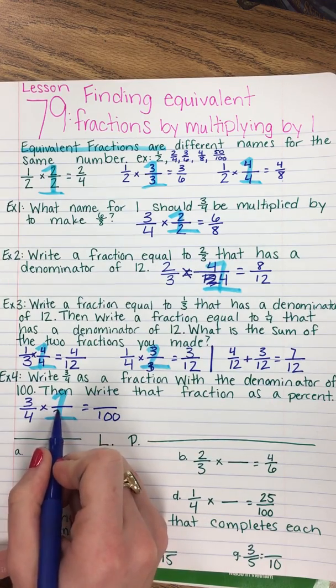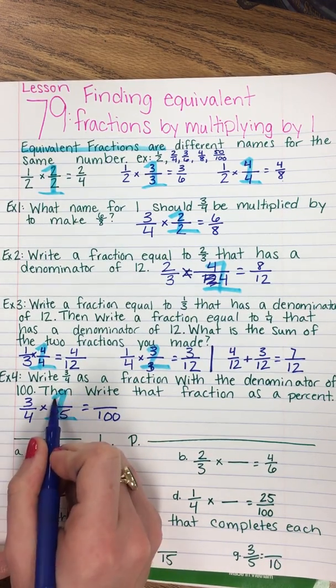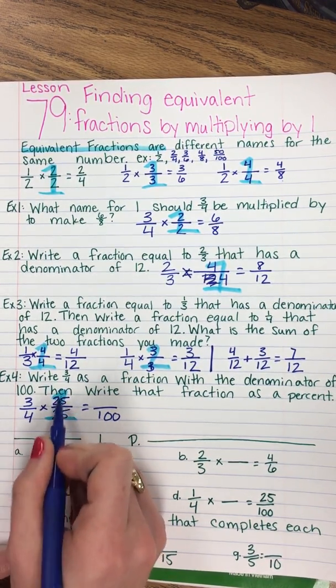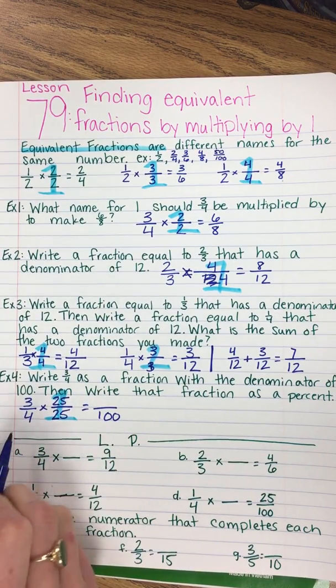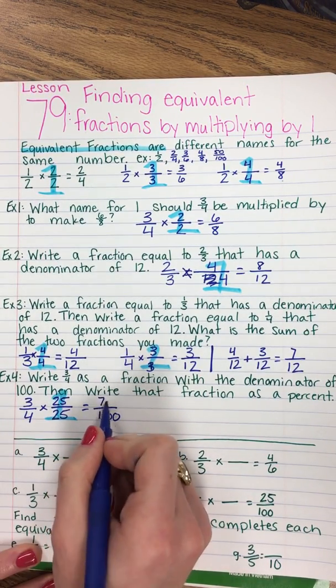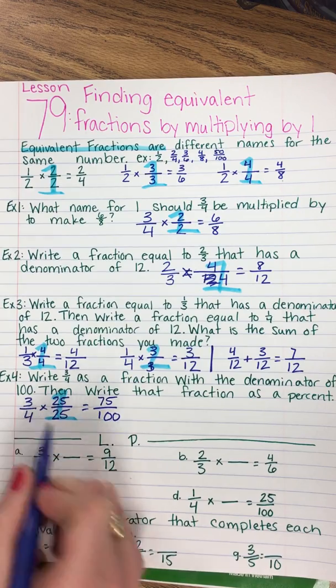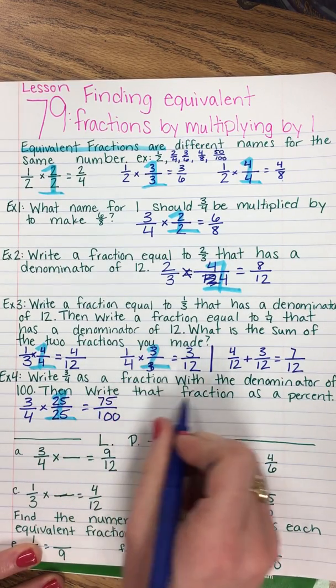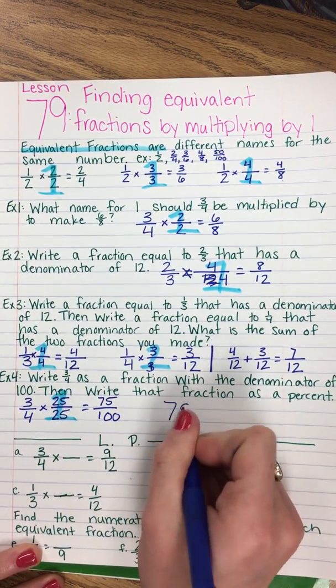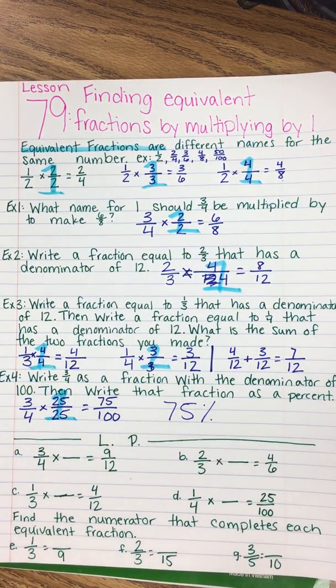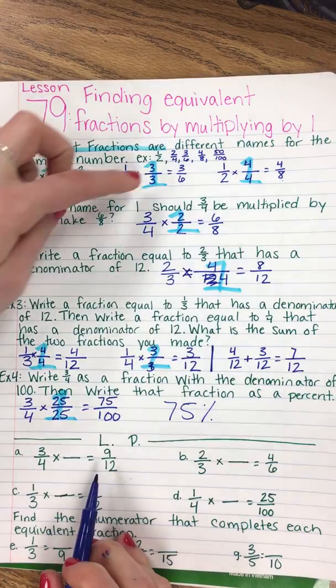4 quarters is a dollar, and each quarter is worth 25 cents. And whatever we do to the top, we've got to do to the bottom to make that equal to 1. So 3 times 25 is 75, because if you had 3 quarters, that'd be 75 cents. And write that fraction as a percent, 75%.